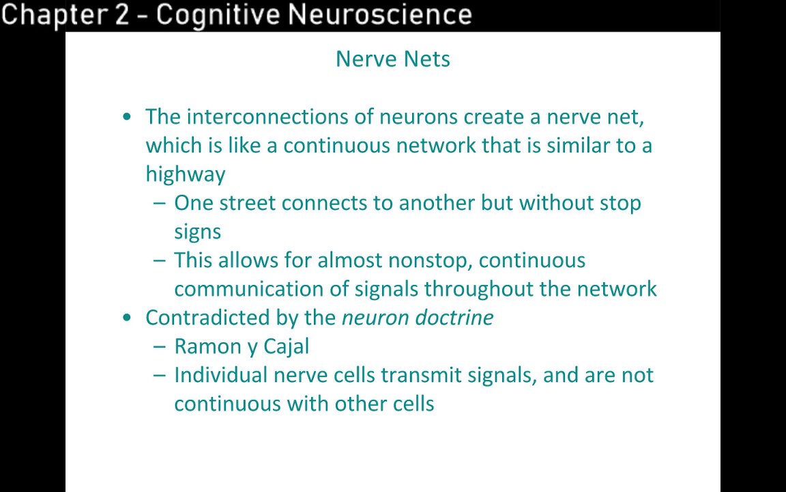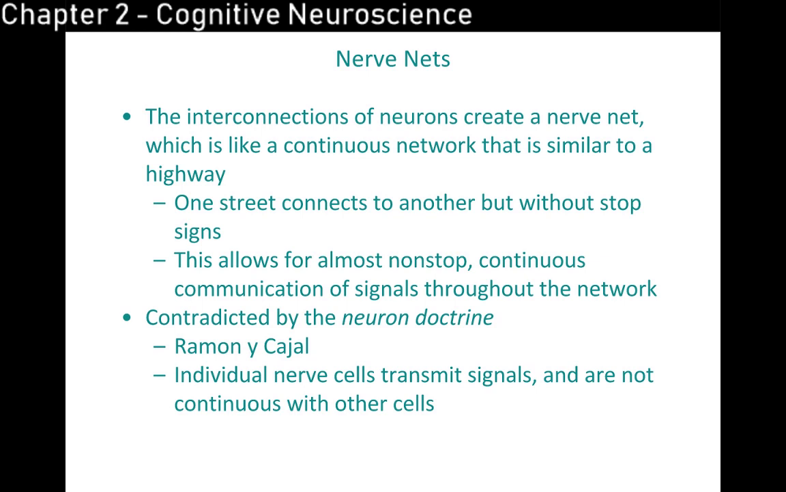Now, all of these individual neurons are important, but the most important function that they undertake is this idea of a nerve net, and the idea that all of these neurons working in tandem basically allow us to think. And this constant communication between neurons is something like a highway in which every street connects to one another, but there are no stop signs. So you have the almost instantaneous transmission of information on a nonstop basis.